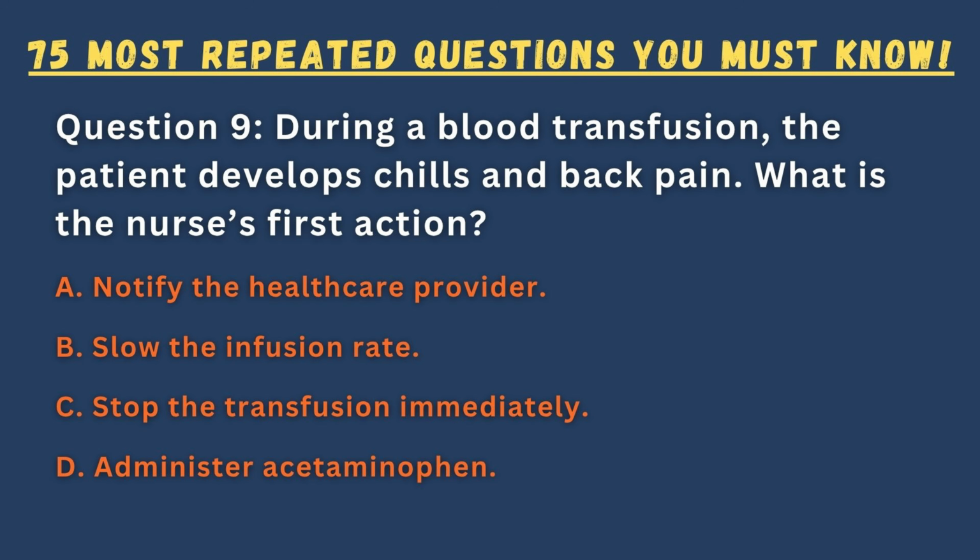Question 9. During a blood transfusion, the patient develops chills and back pain. What is the nurse's first action? A. Notify the healthcare provider. B. Slow the infusion rate. C. Stop the transfusion immediately. D. Administer acetaminophen.